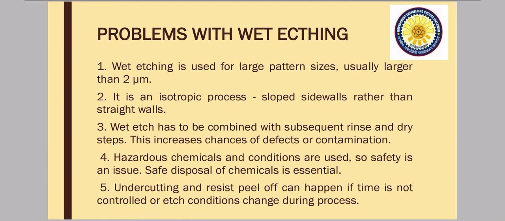And undercutting and resist peel-off can happen if time is not controlled or etch conditions change during the process. Like if the temperature is very low or very high, then undercutting and resist peel can happen. Resist peel means when a very strong etchant solution you have taken has excessively removed your layer, and along with that your resist has also been removed. We discussed this resist peel in our previous lecture.